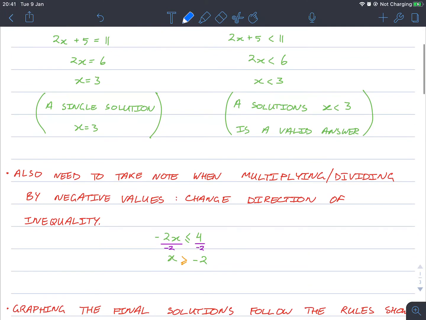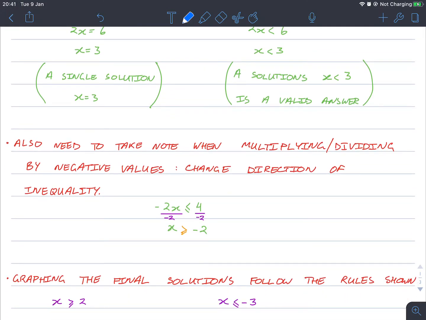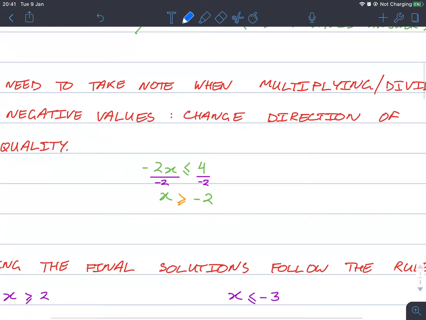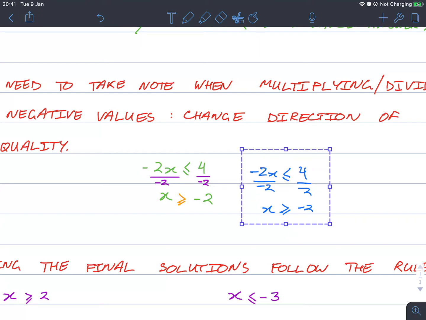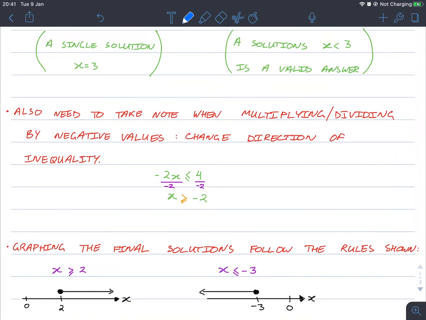Also need to take note, when multiplying or dividing by negative values, we change the direction of the inequality. So for example, we had here -2x is less than 4. If we divide by -2 on both sides, it becomes x is greater than -2. So that sign there has to change directions when dividing by negative values.